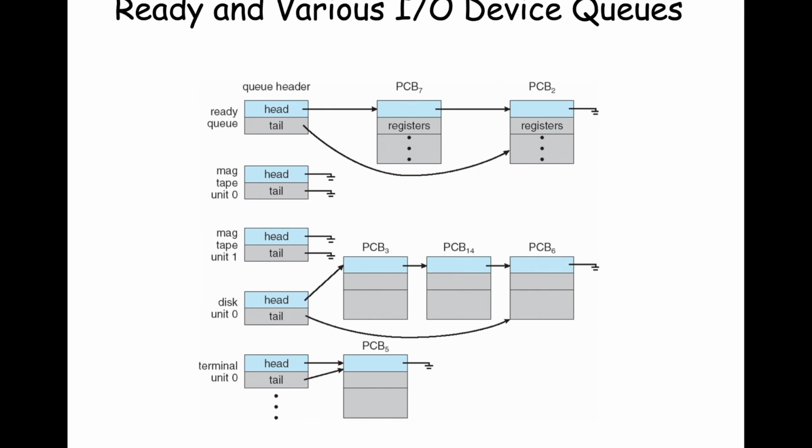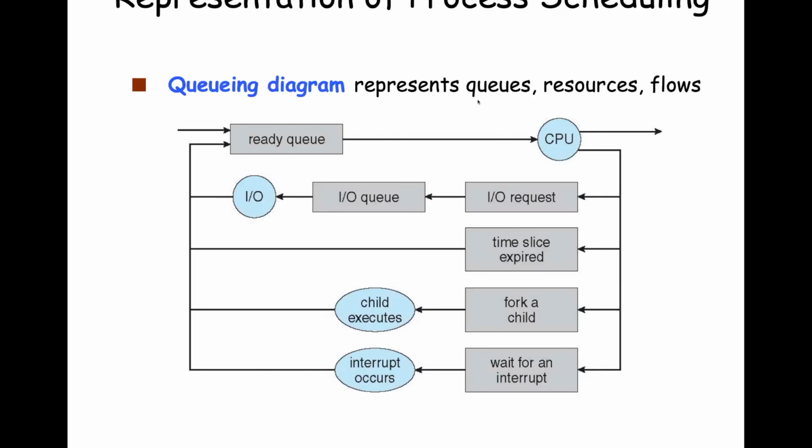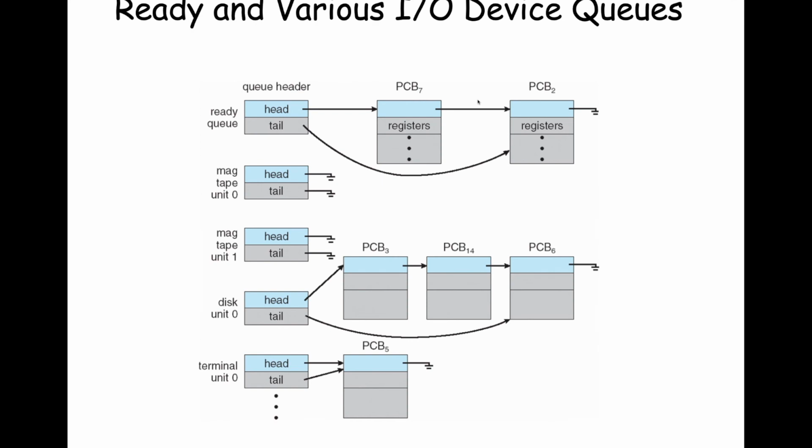So this is a visualization of the different queues. We have the ready queue, and as a singly linked list, it has a head pointer and a tail pointer, and you'll see that each process control block has a next pointer. So in this case, process 7, as defined by information in PCB 7, is the head of the ready queue, and the next one in the list is process 2, identified by PCB 2, which is the tail of the list.